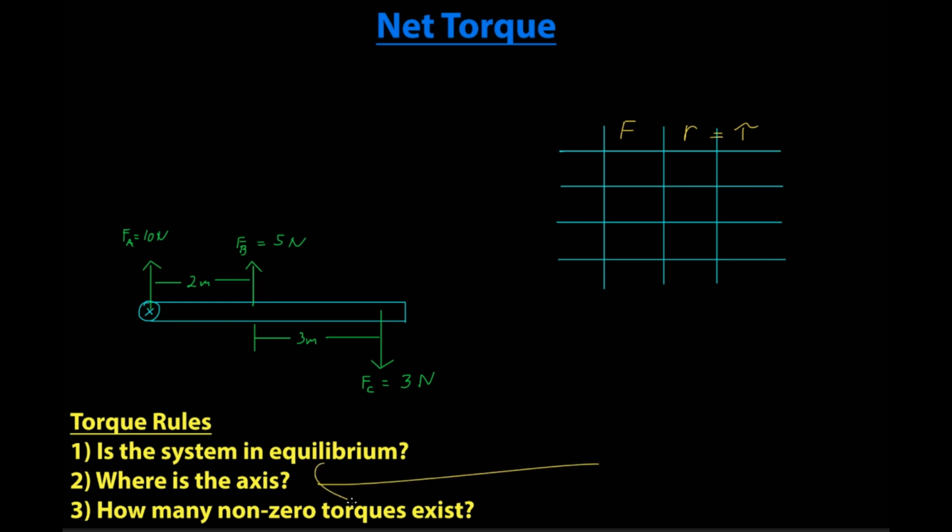2, where is the axis? Well, it's a door rotating on a hinge, and the hinge is right here. So I have confirmed where the axis is. Again, easy right now, but this is going to be a very important question later on.